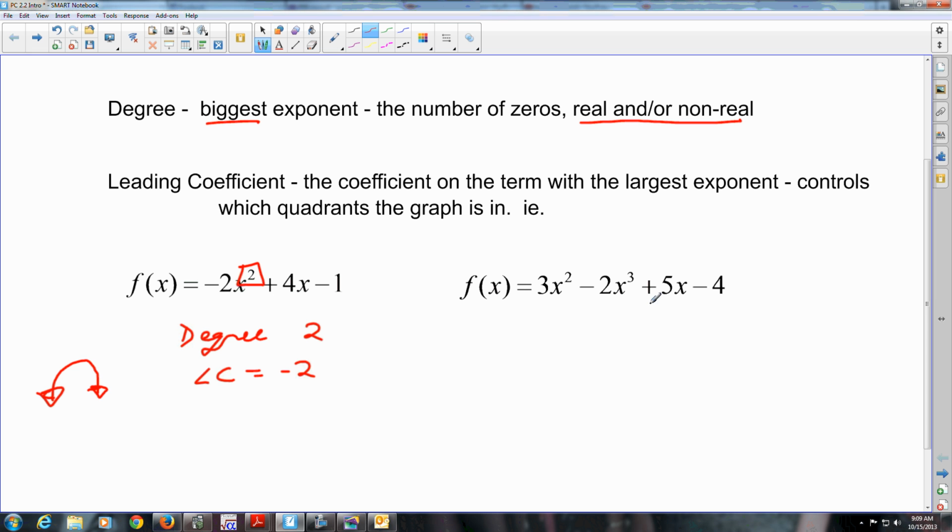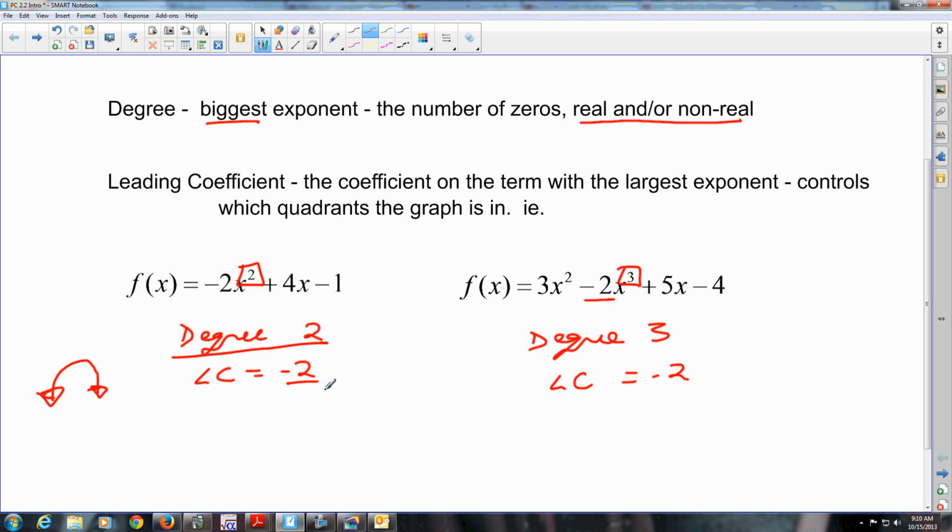Well, the same thing is going to be true for other equations. The degree is going to give you the shape of the graph. The degree told me it's a parabola, and the leading coefficient told me it's opening down. So all we have to do is know what each degree looks like. So this is a degree 3 with a negative leading coefficient. The leading coefficient is -2.